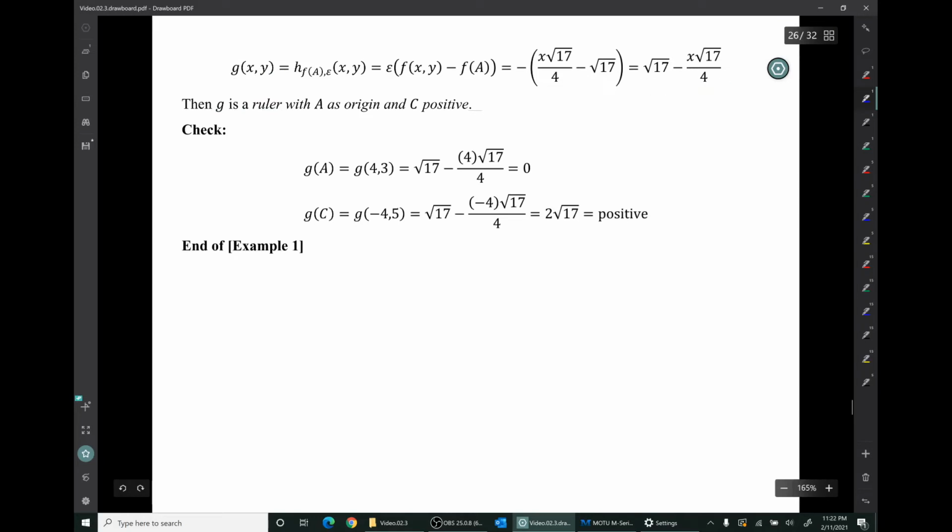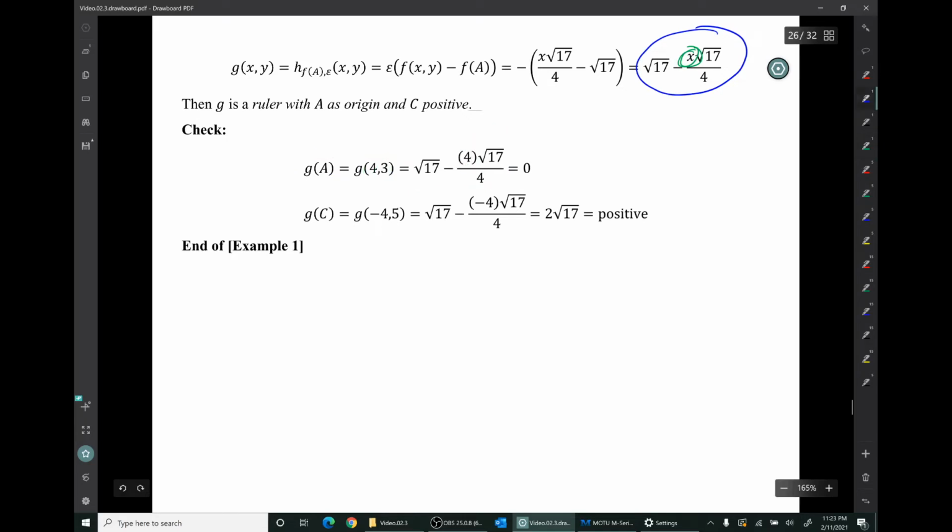Now let's check that it really qualifies to be called a special ruler. Let's check to see what g of A is. Well, we have to feed in the coordinates of A. Now the only place in here where there's room for a variable is this spot here. So we take this whole formula and bring it down here, and in that spot we put our x coordinate, which is the number 4. So when I do that, we end up with the number 0.